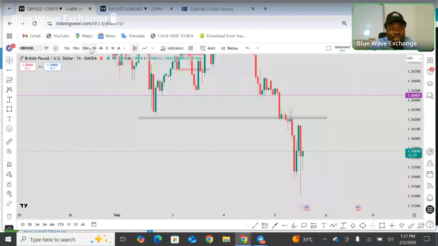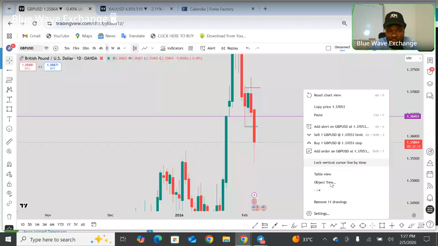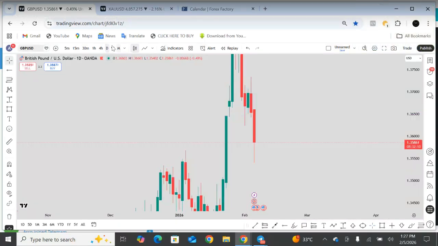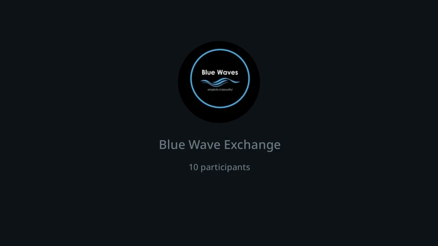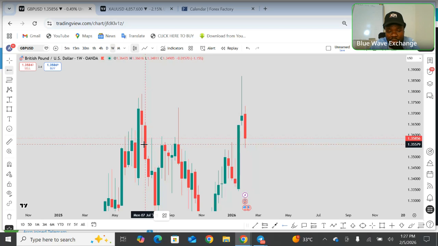So let's talk about the current market moves. As I said, you have to do your top-down analysis, look at your various reactional levels on where price can retest or break out from. So you have a rejectional level over here.